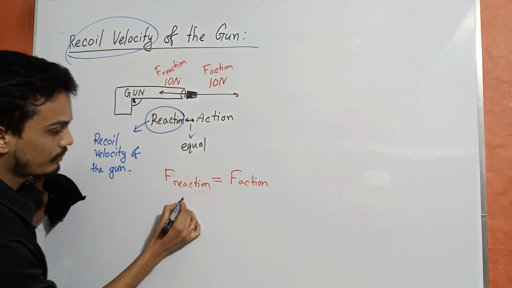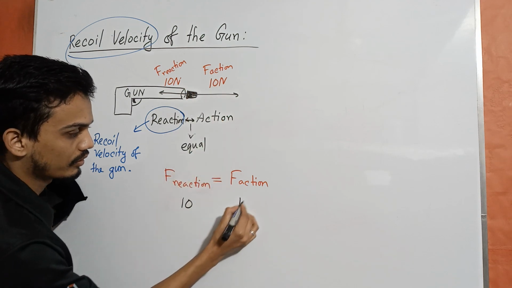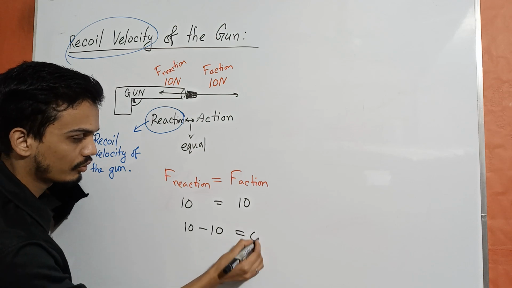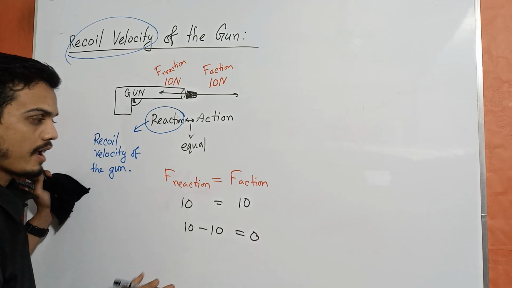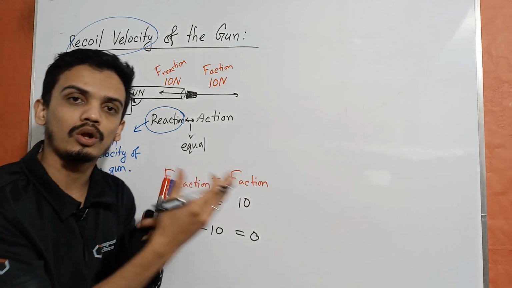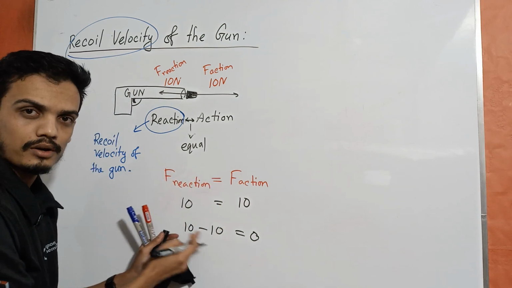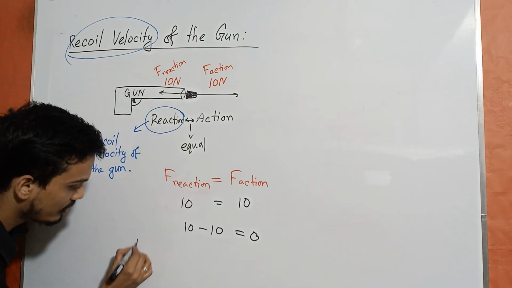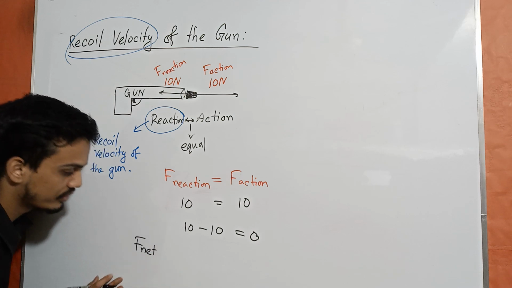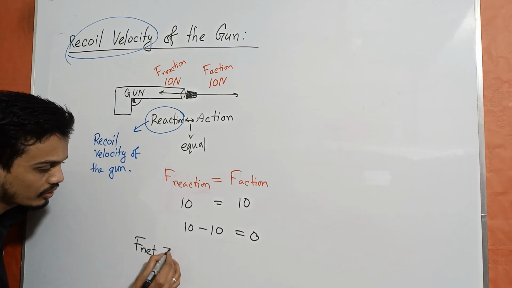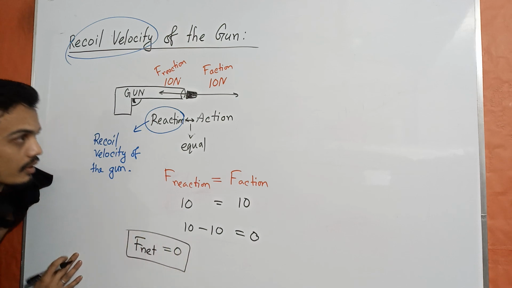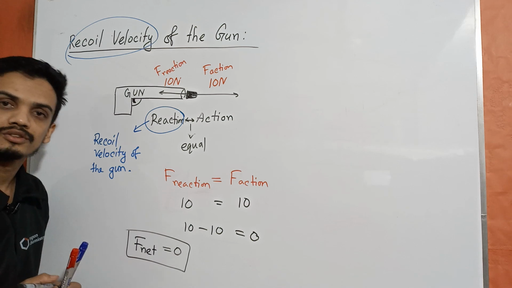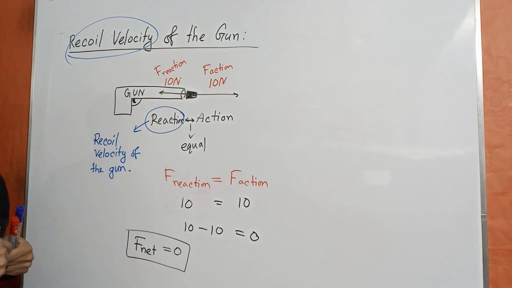Reaction force 10 Newton, action force 10 Newton, 10 minus 10 equals 0. The action-reaction difference is always 0. The force difference is known as net force. We can write that the net force is always 0.